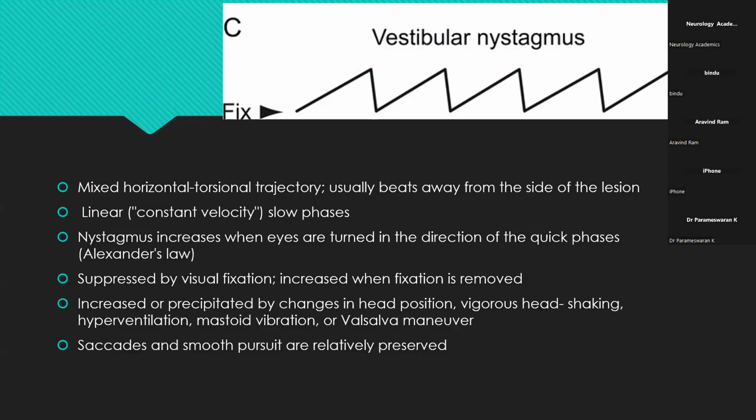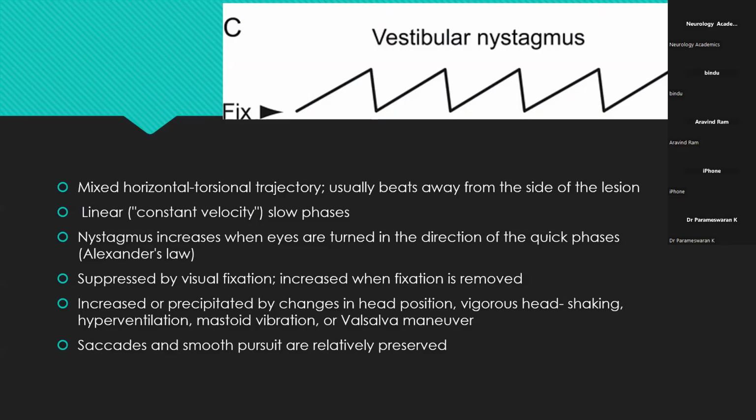It is mostly mixed horizontal and torsional in trajectory, and it usually beats away from the side of the lesion in cases of acute lesion. And it shows a linear, that is constant velocity, as seen in this eye movement waveform. There is constant velocity that will appear like a sawtooth-like pattern. And nystagmus increases when the eyes are turned in the direction of the quick phases. This is Alexander's law.